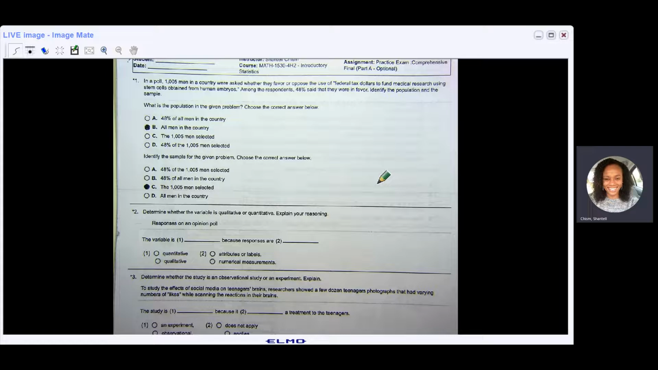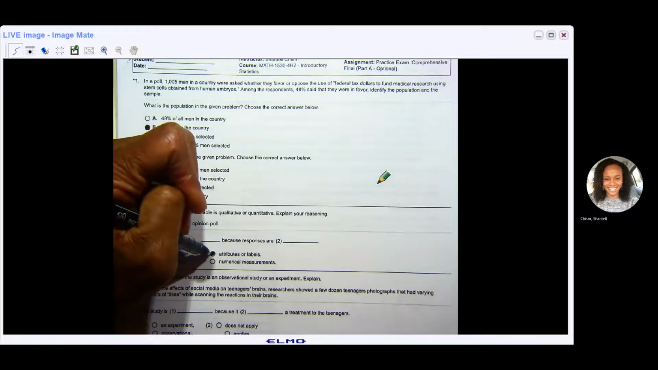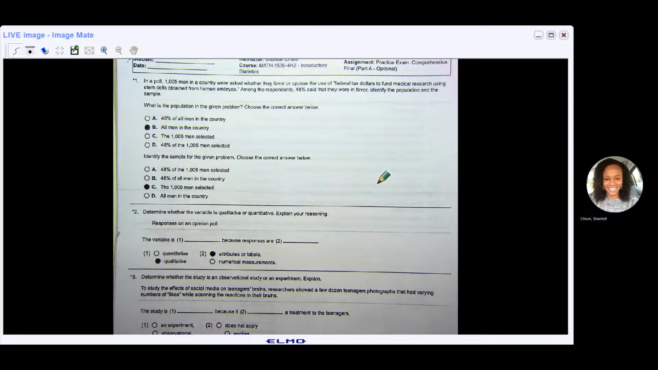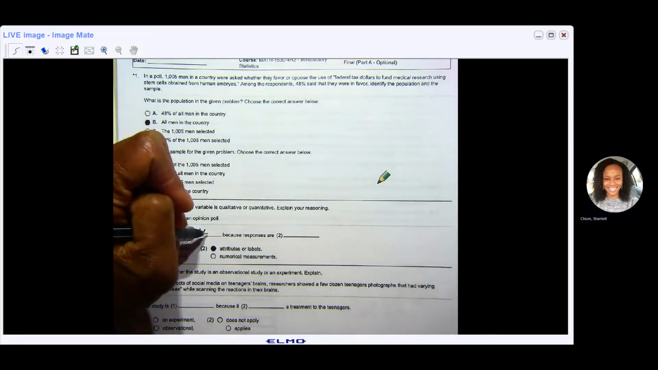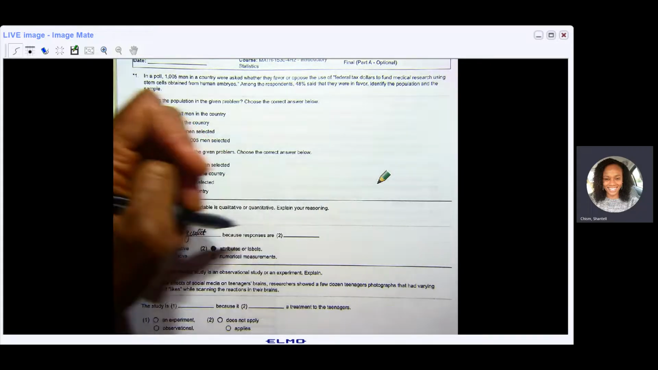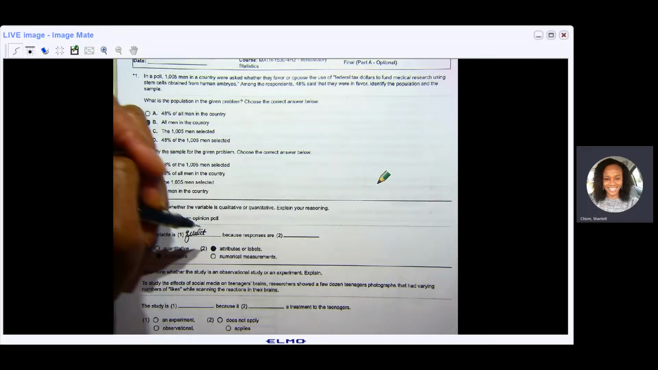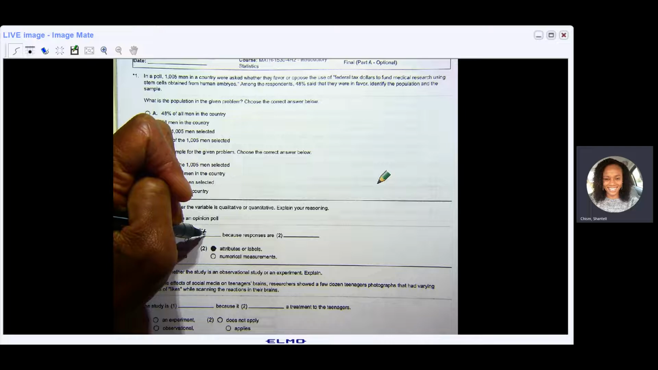So here, our variable is the responses on an opinion poll. The responses would be qualitative. The variable would be qualitative because responses are attributes or labels, non-numerical. So qualitative is the type because responses would be attributes or labels given.